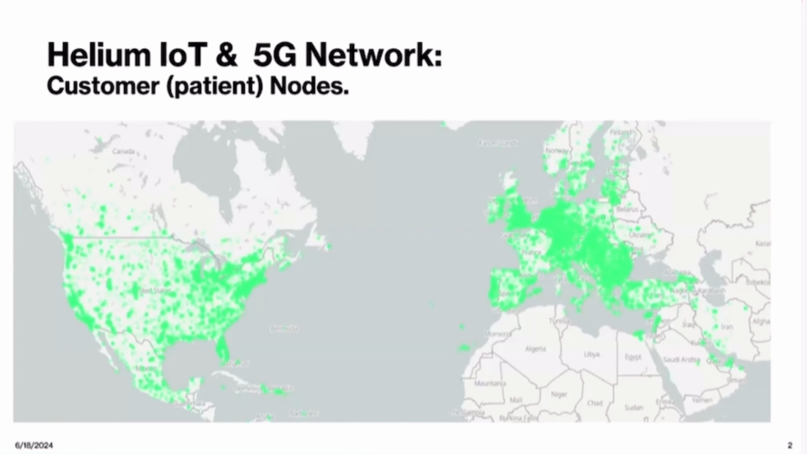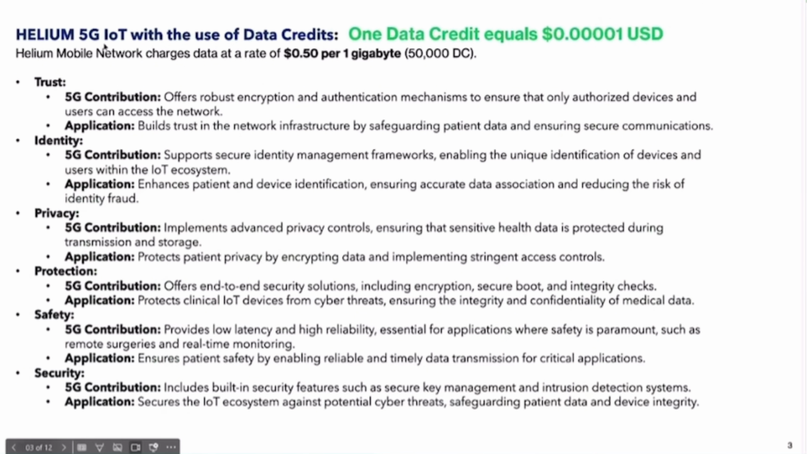So these are actually customer nodes for Helium, but they are actually patient nodes that are a way for them to use the Helium 5G IoT data credits. And one data credit is quite inexpensive, and you can transfer 1 gigabyte of data for 50 cents, which is rather advantageous for blockchain uses.